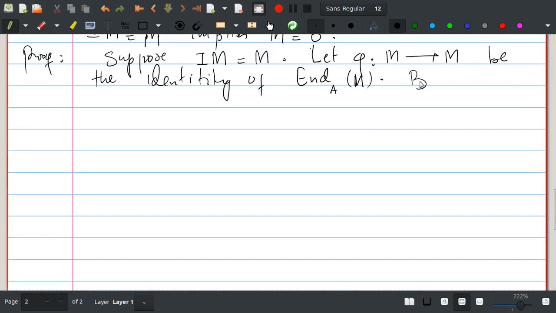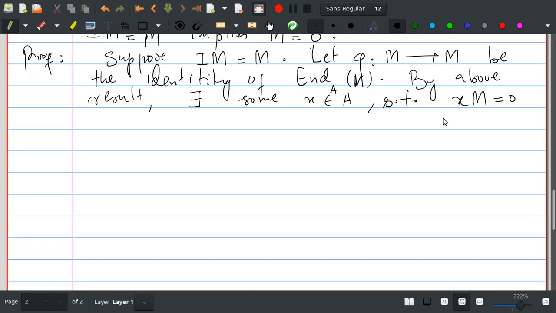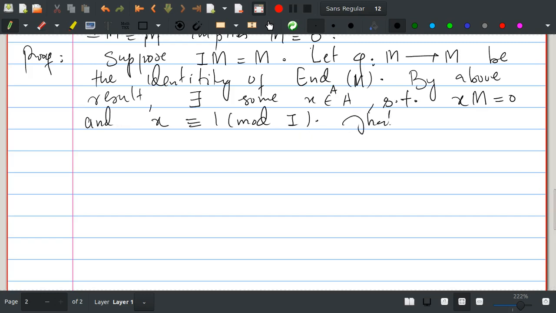So by the above result, there exists some x in A such that x annihilates M, and this x is congruent to 1 mod I, that is, x minus 1 is in I.